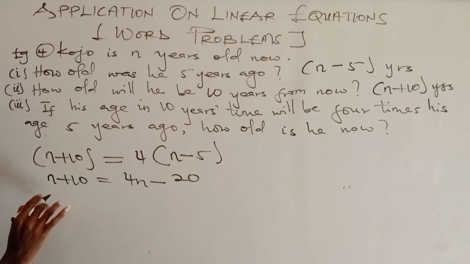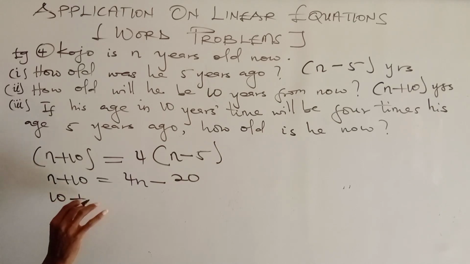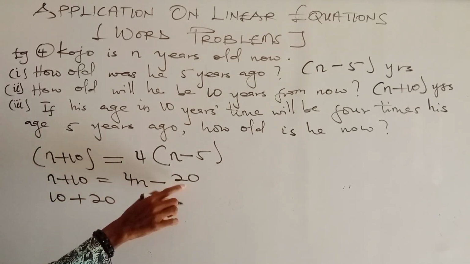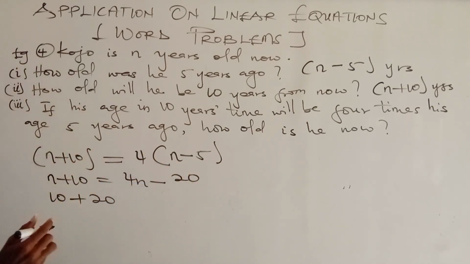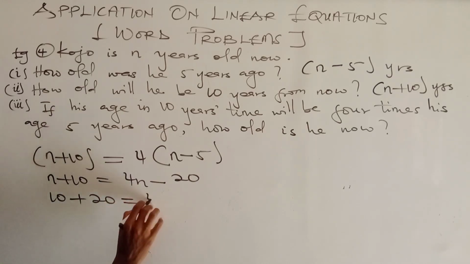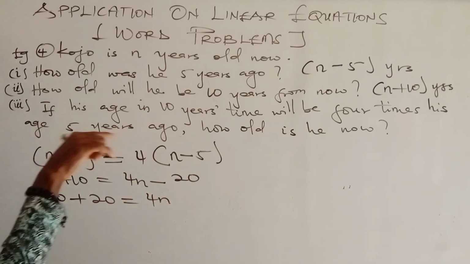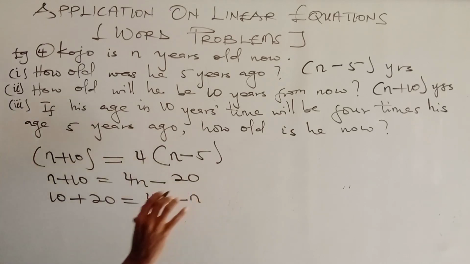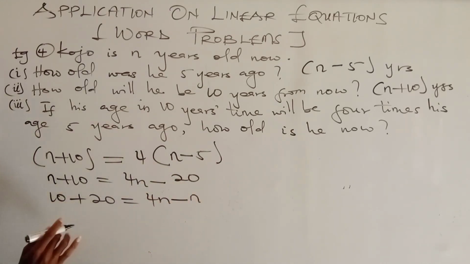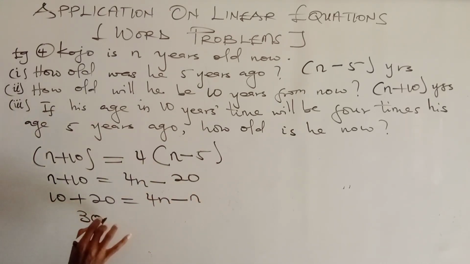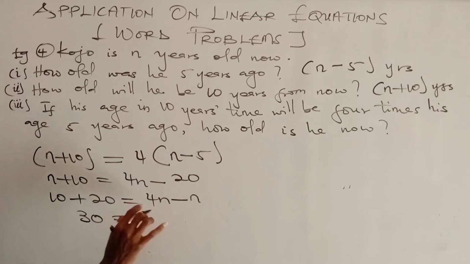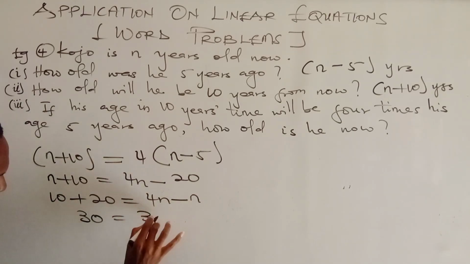Okay, so I'll get 10 plus 20 because it's negative here. When it crosses the equal sign, it becomes positive, equals to my 4n is there, then this n will cross the equal sign, so minus n. Okay, so 10 plus 20, it gives 30, so my 30 equals to 4n minus n, it gives 3n.